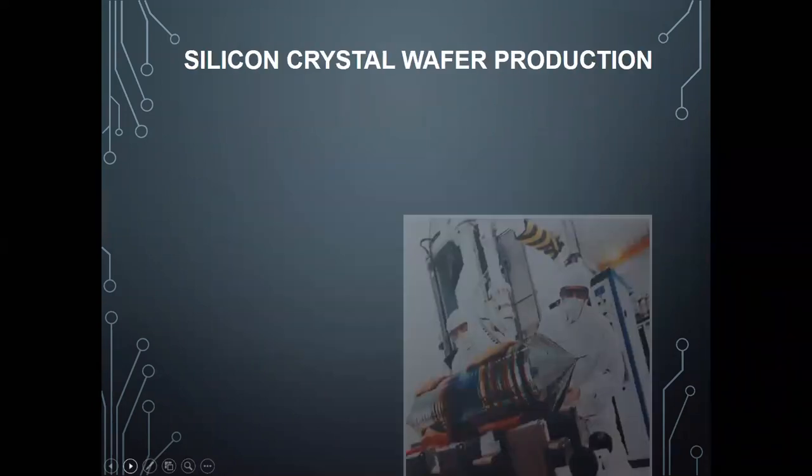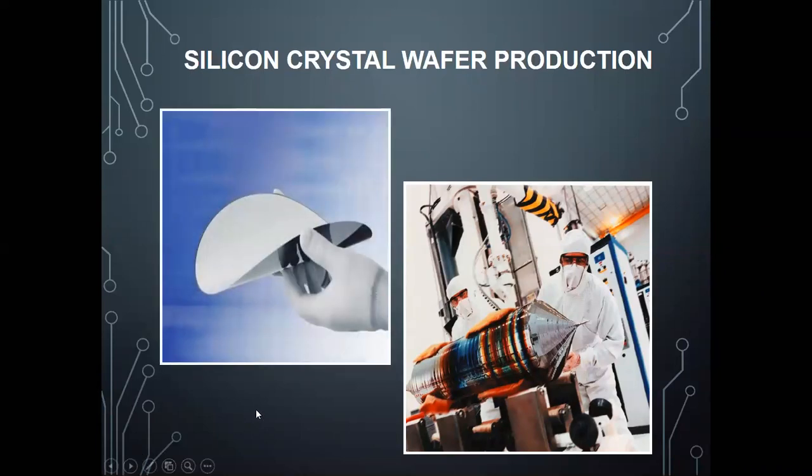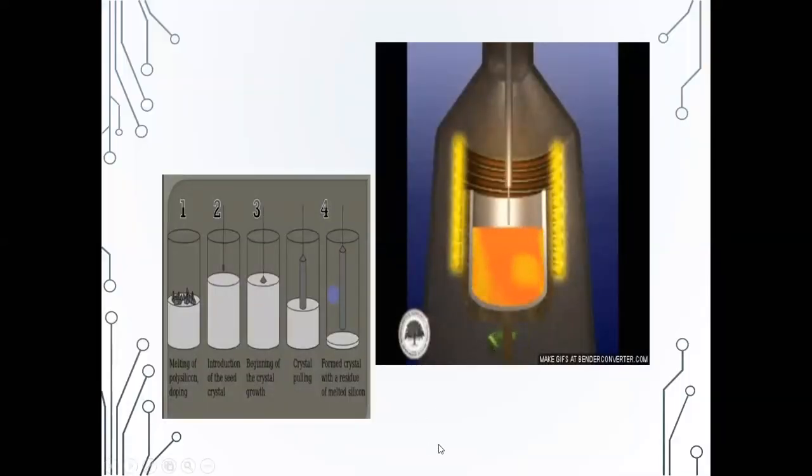Now, this one is for those who are majoring in ECE or computer. Of course, everything now is dependent on the silicon wafer, where everything in our gadgets, in our home appliances, refrigerators, freezers, they have these microchips made of silicon crystals, or shall I say, crystal wafers. So how are these formed? Actually, they came from melted silicon. Now, how is this wafer produced? So this is the process of the production of the wafer.